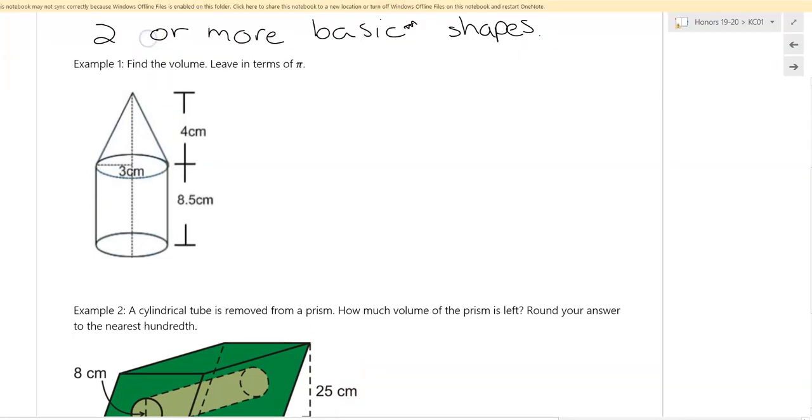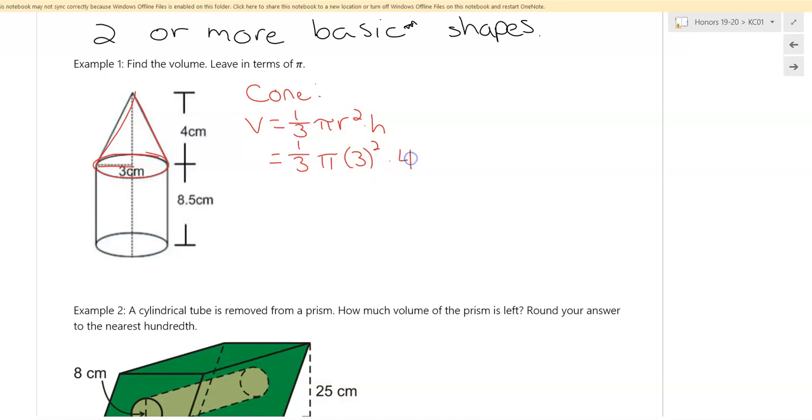So here, you see on top, we have that lovely cone. I'm going to start by finding the volume of the cone. And if you remember, volume of a cone is 1/3 pi r squared times height. So 1/3 pi, our radius is 3. It does only go halfway across, and our height is 4. If I multiply this out, I believe I get 12 pi centimeters cubed.